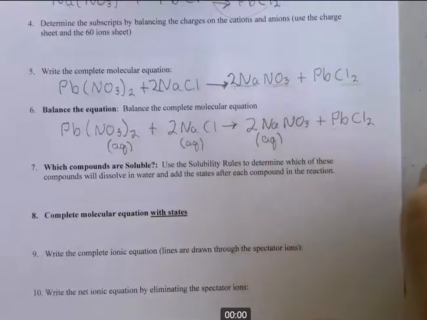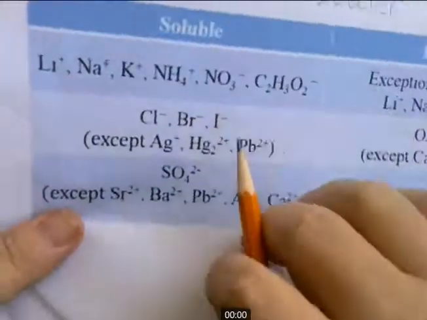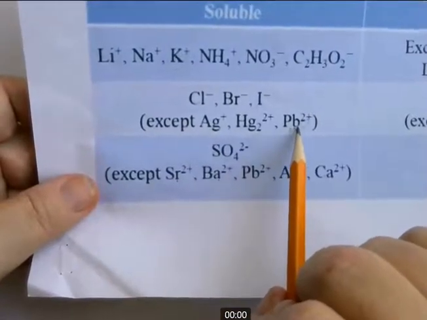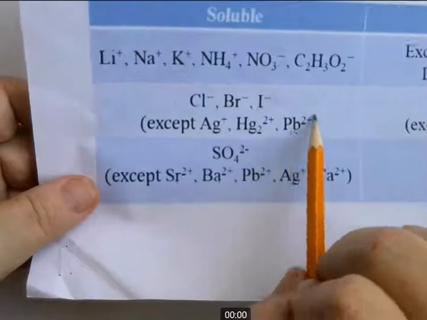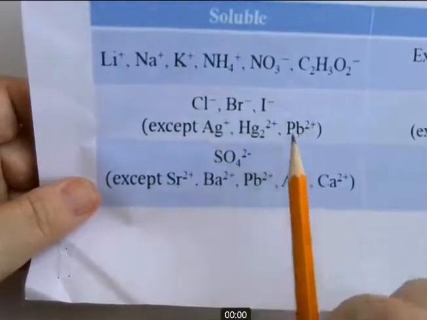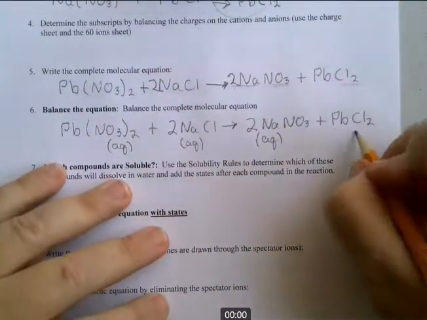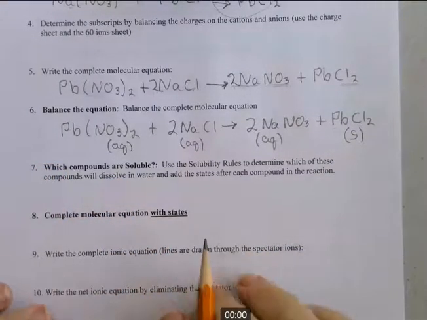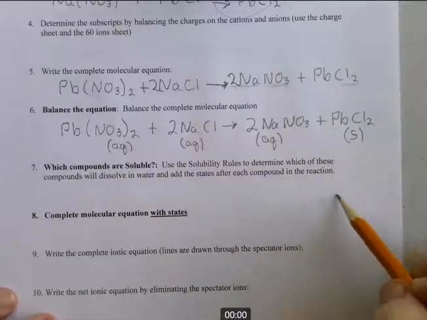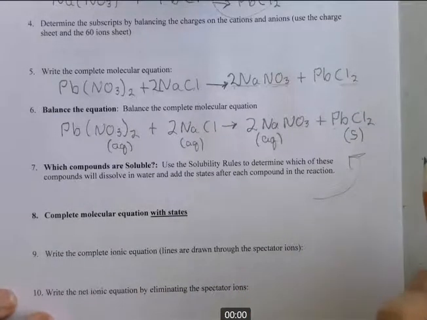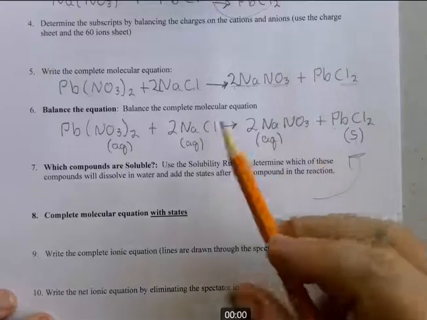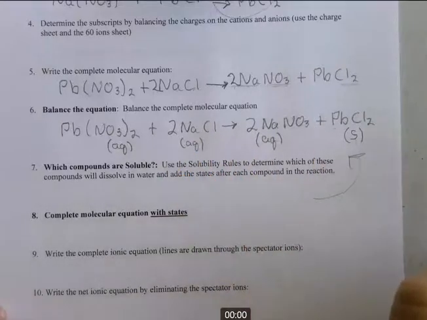And then PbCl2. Okay, so we see that Cl is soluble with everything except 3 cations, three elements here, and one of those is Pb. So that means this is insoluble. So that's going to be the solid. That's going to be the precipitate. Okay, so there we go. So I actually answered that question up there. All right. So write the complete molecular equation with states. Well, I did that already. I'm not going to do it again. So it's right there. Okay, you got the complete molecular equation with states.